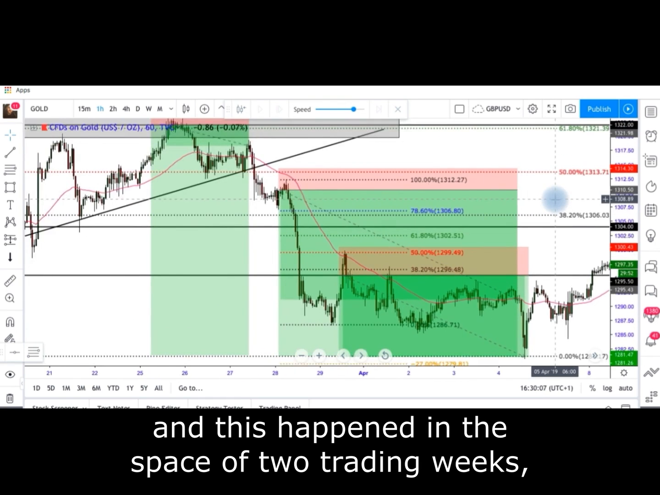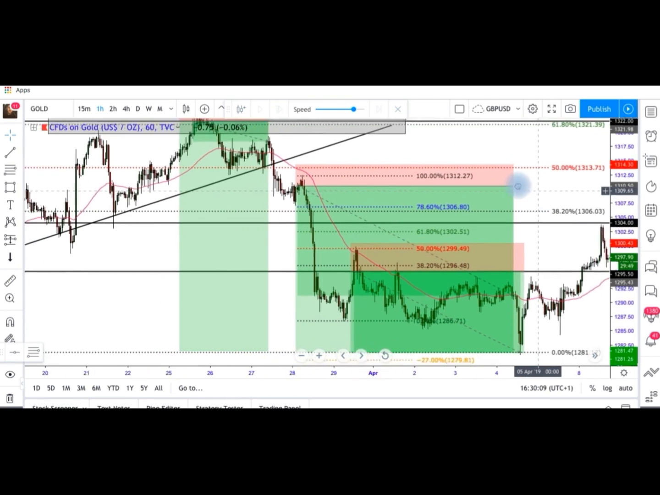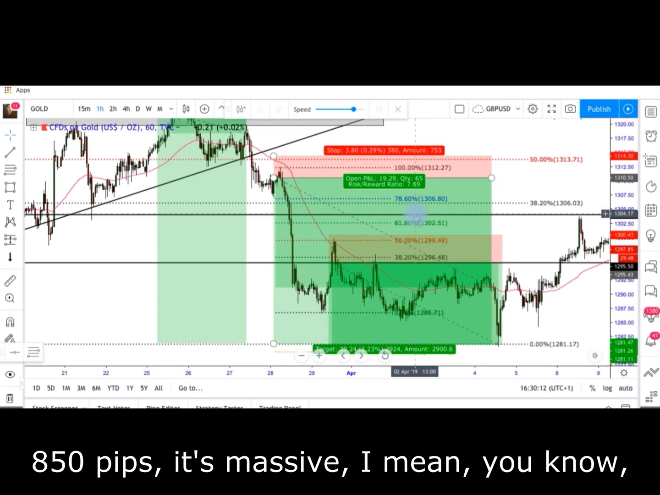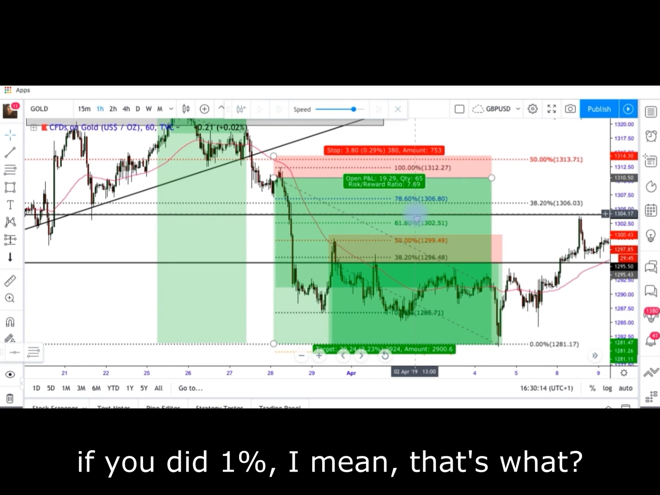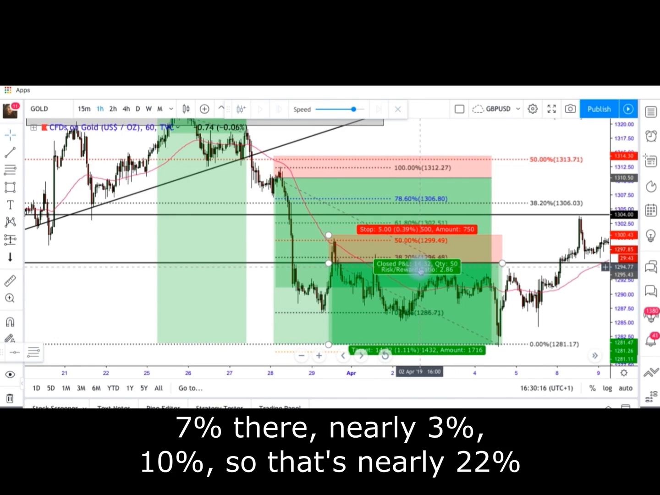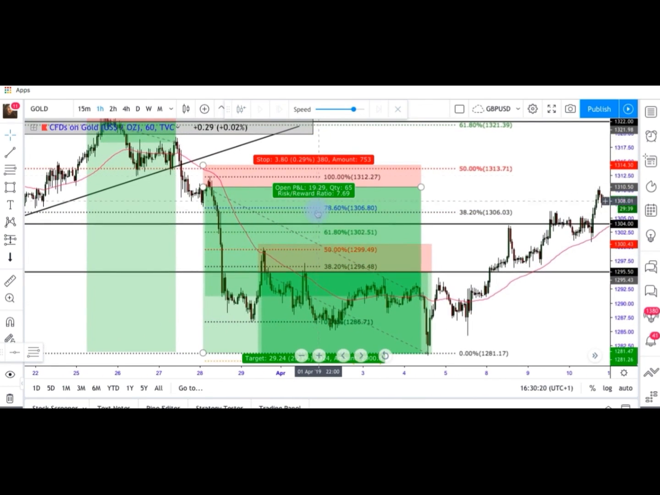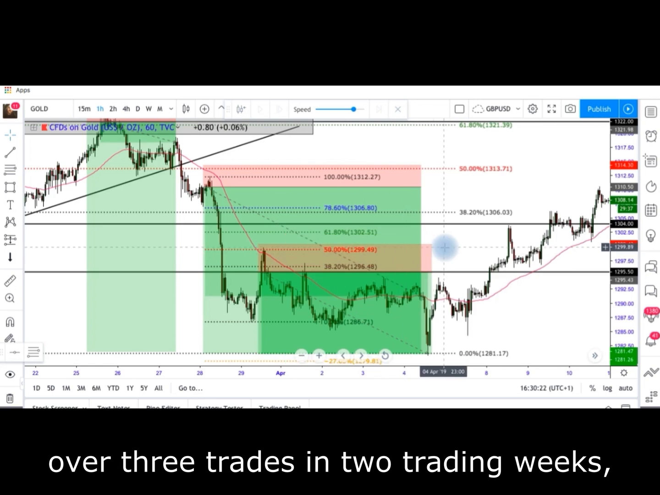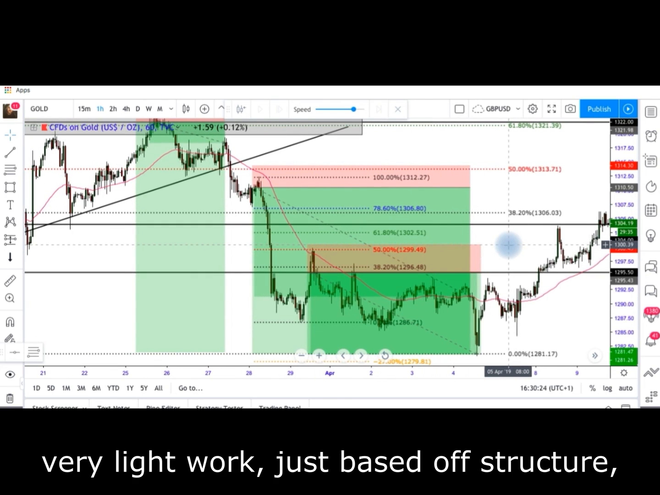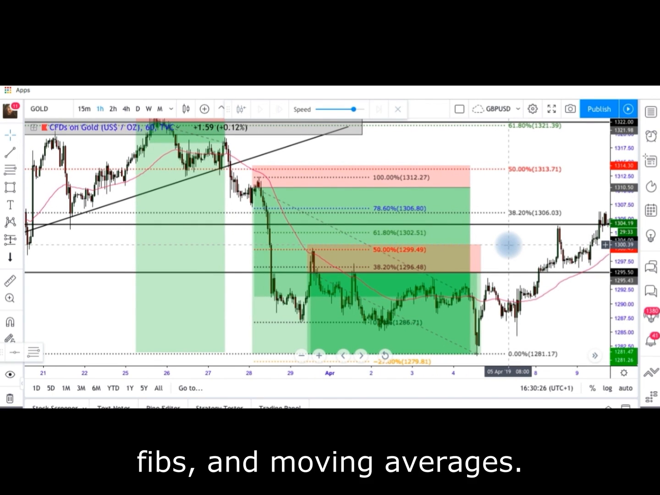And this happened in the space of 2 trading weeks. 850 pips, it's massive. I mean, if you did 1%, that's what, 7% there, nearly 3%, 10%. So that's nearly 22% over 3 trades in 2 trading weeks. Very light work, just based off structure, fibs, and moving averages.